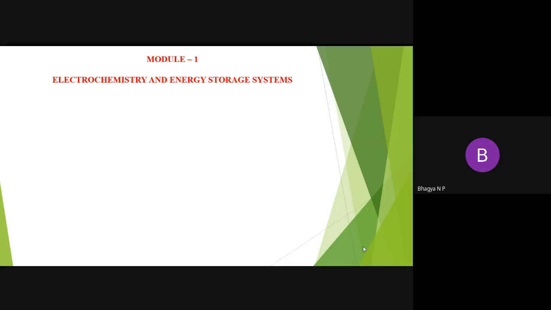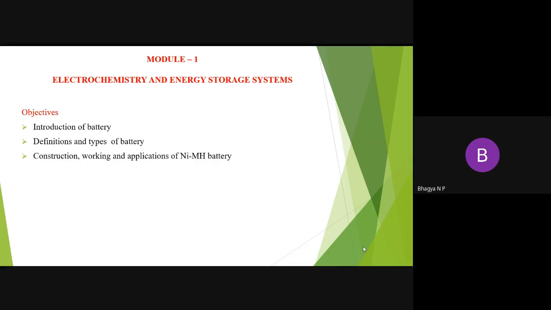Today, I am going to teach you Module 1, Energy Storage System. The objective of today's session is the introduction of battery, definitions and types of battery, and the construction, working, and applications of the nickel metal hydride battery. So, let us move on to the introduction of battery.